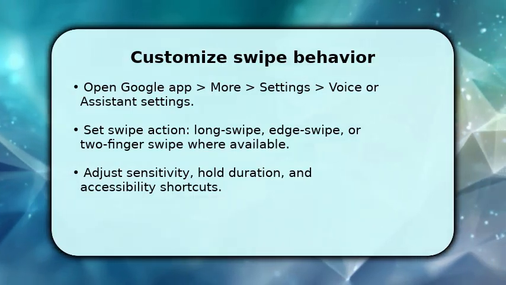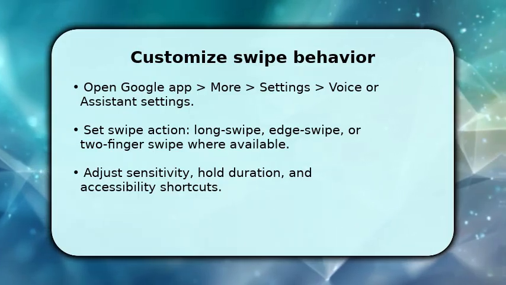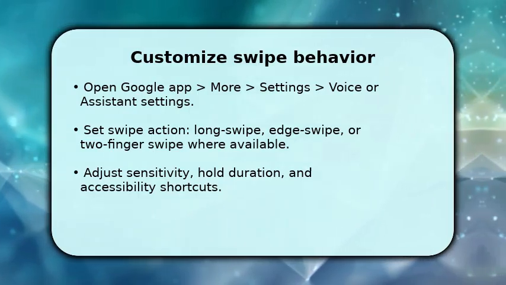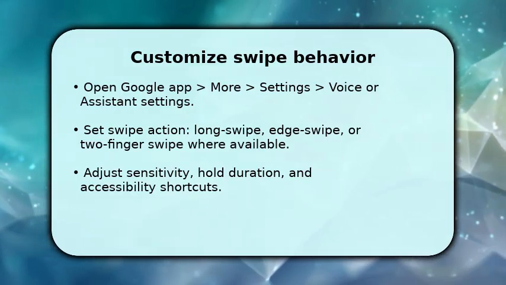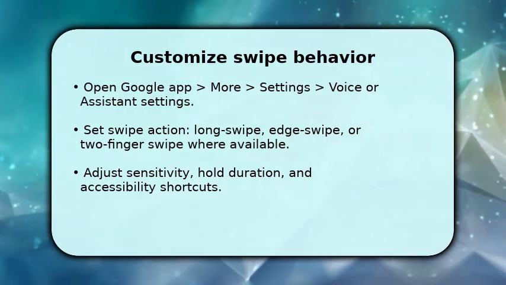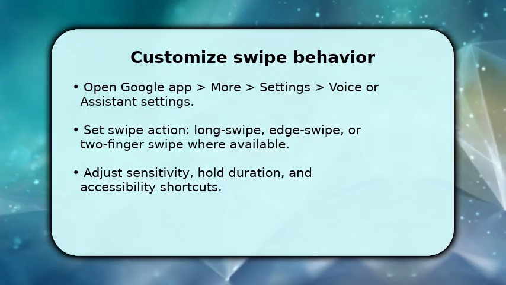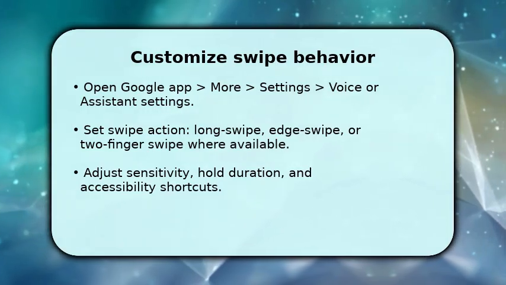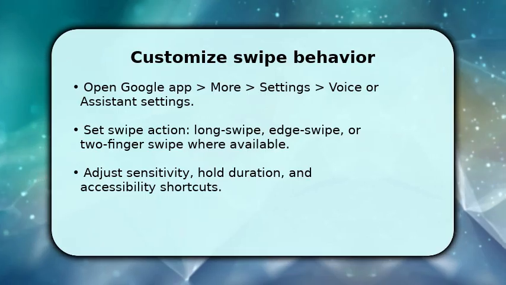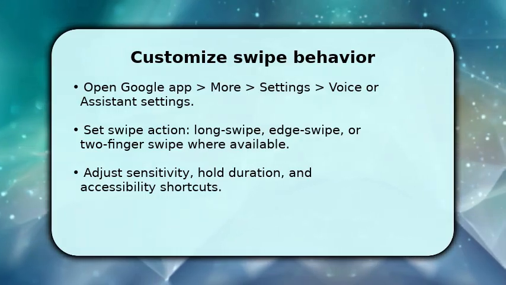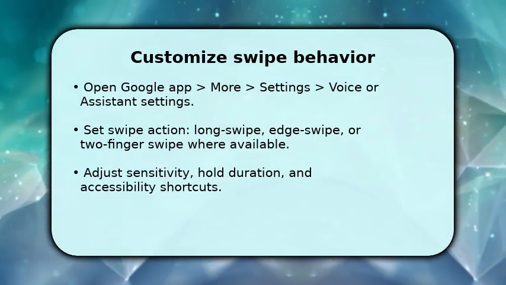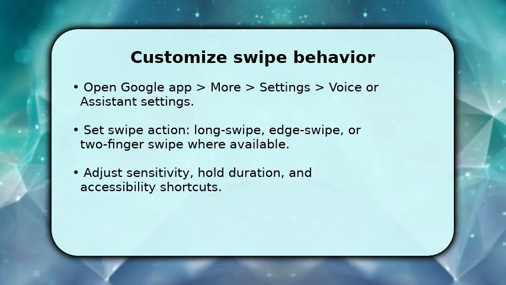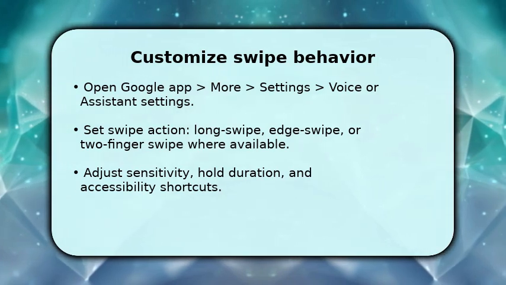Now customize how the swipe behaves so it matches your habits. In the Google app, go to Settings, then Voice or Assistant Settings and look for gesture options. Pick edge swipe, long swipe, or two-finger swipe depending on your launcher. Adjust sensitivity and hold duration to avoid accidental triggers, and enable accessibility shortcuts if you rely on assistive features. Once configured, practice a few swipes to internalize timing. These tweaks reduce false positives and make invoking Assistant feel instant and intentional.